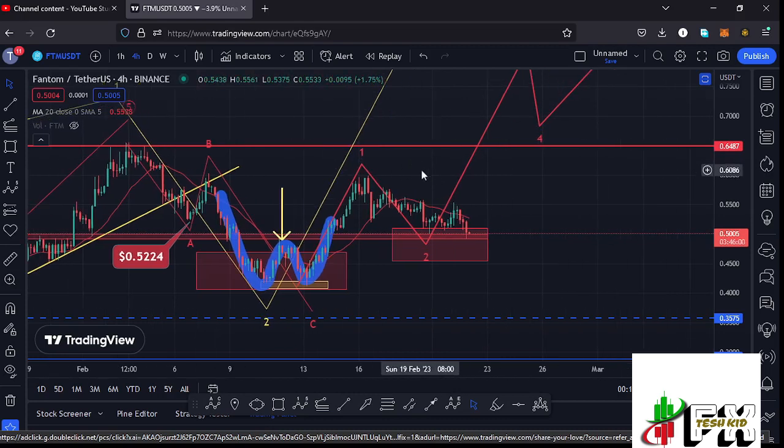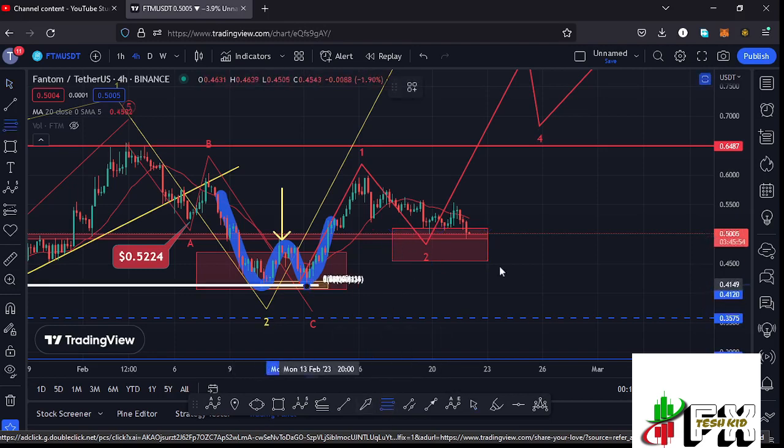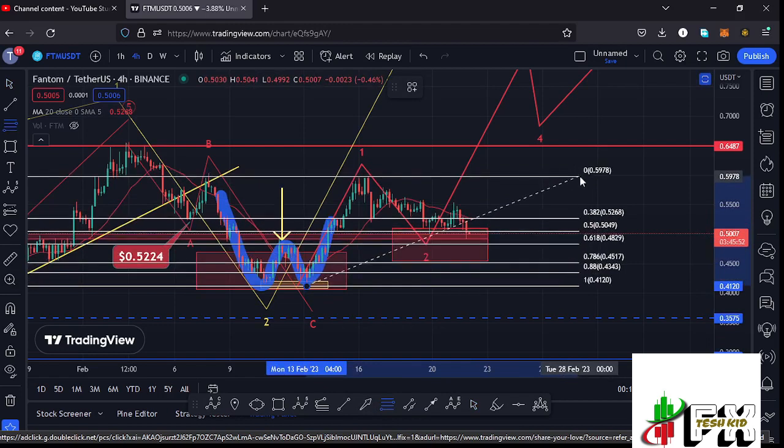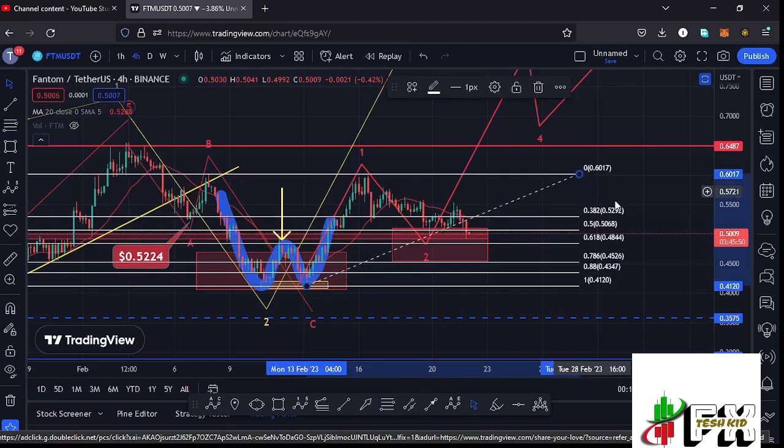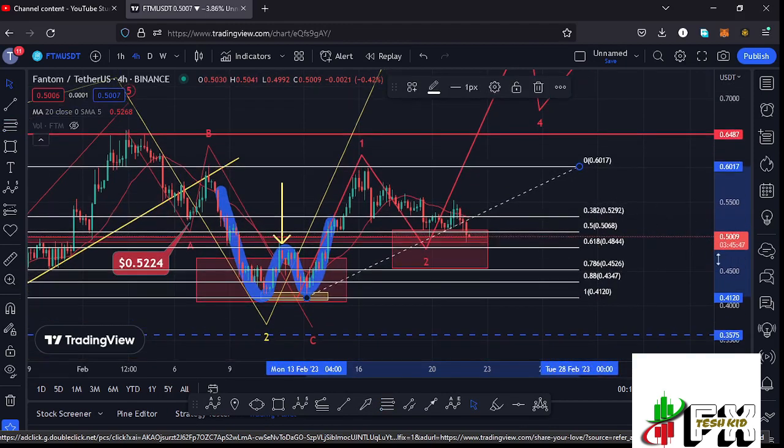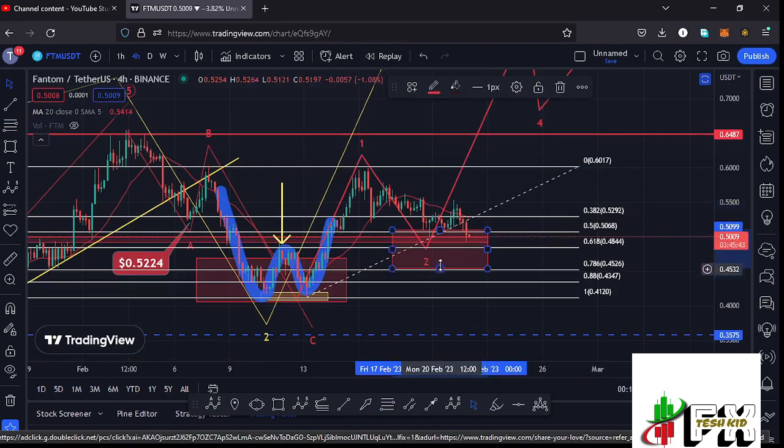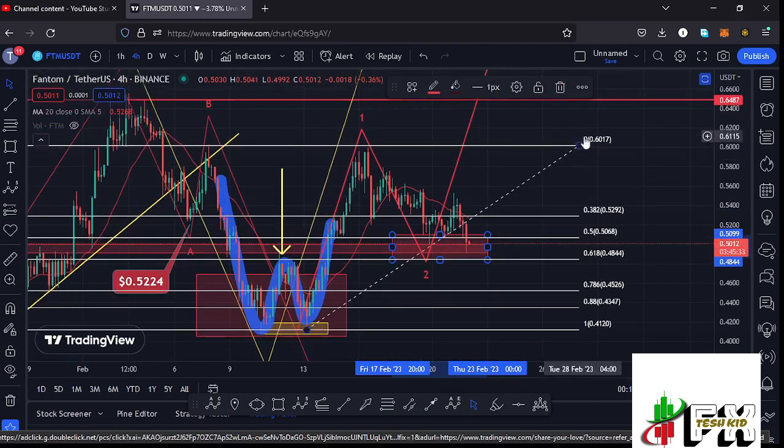is a bit of a corrective structure in the formation of these Elliot wave count 2, and using the Fibonacci's connecting them from the low of the first wave to the high of that wave 1, that gave me a minimum retracement area in the formation of that wave 2 between the fib level 0.5 and the fib level 0.618, and I can mark that target area here on the charts like that, which lies between the $0.5068 mark and the $0.4844 mark, which is a target area that we are yet to fully maximize.